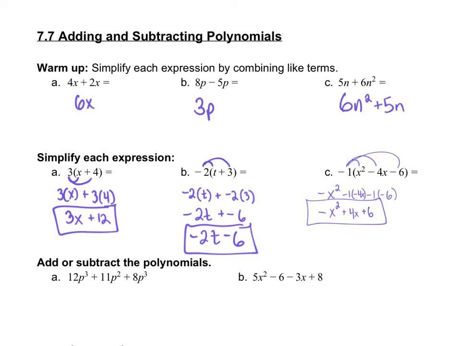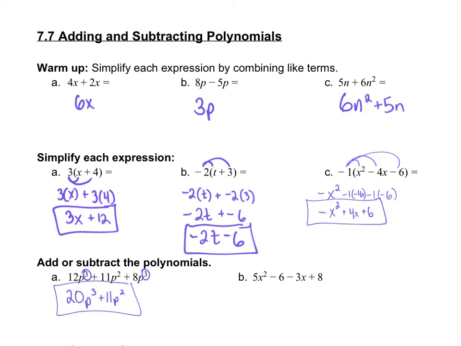All right, so on letter A, we are adding these polynomials, and we want to find our like terms. So our like terms need to have the same variable. In this case, they all have a p, but they also need to have the same exponent. So that means it's only the 12p cubed and the 8p cubed. Combining these, we get 20p cubed plus 11p squared. So that would be it. We cannot combine the p cubes with the p squareds.